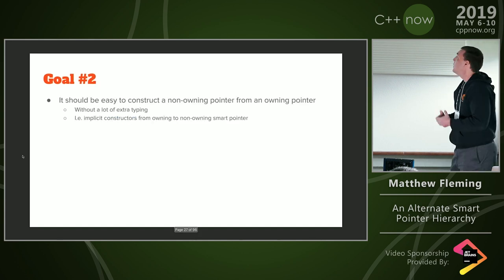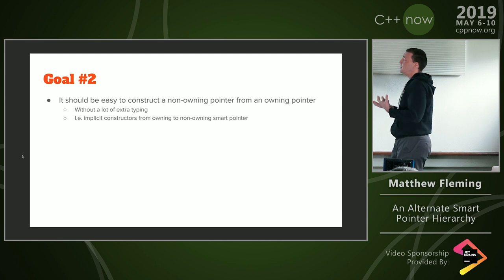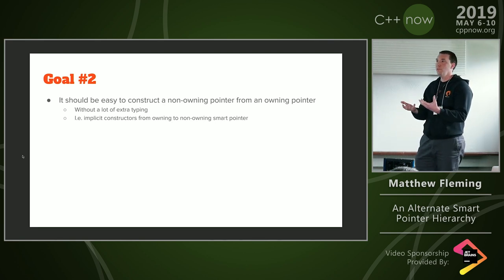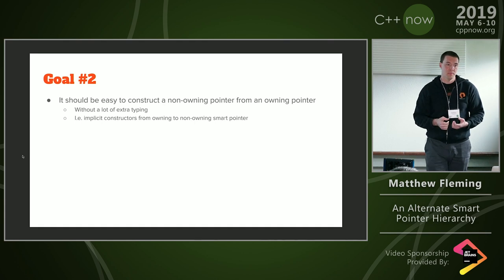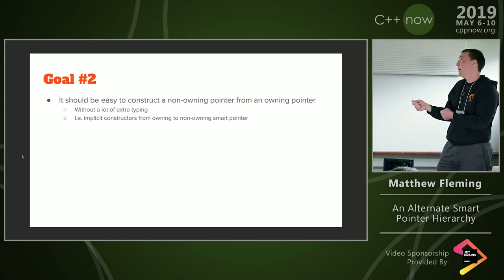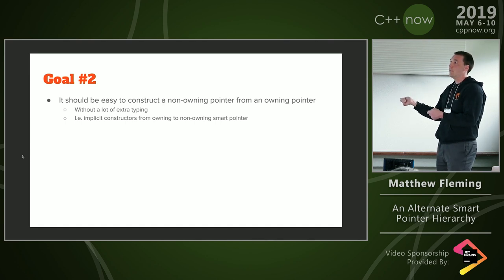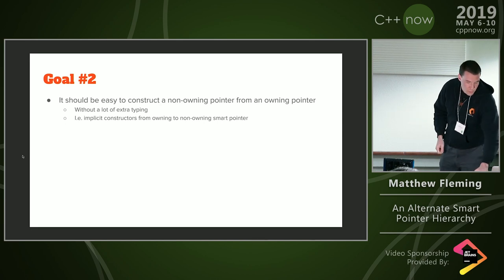So the second goal here is it should be really easy to construct a non-owning pointer from an owning pointer, right? If I've got somebody who owns it, I should be able to pass a view to somebody else. And it's trivial to use the dereference operator to get a plain reference to something, but that isn't 100% clear on ownership. So I'd like to be even more clear than that.